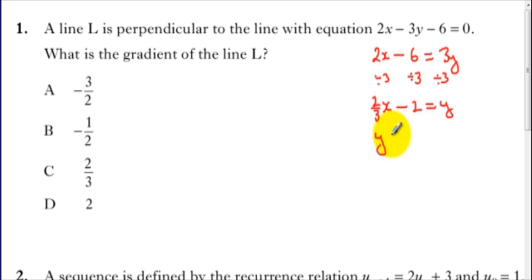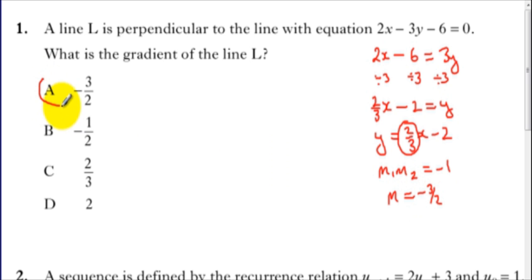We could write this round the other way. Y equals 2/3 x minus 2. Gradient of this line is 2/3, and we know if two lines are perpendicular, m1 m2 is equal to -1. So the gradient of the line perpendicular to this will be -3/2. So the answer is A.